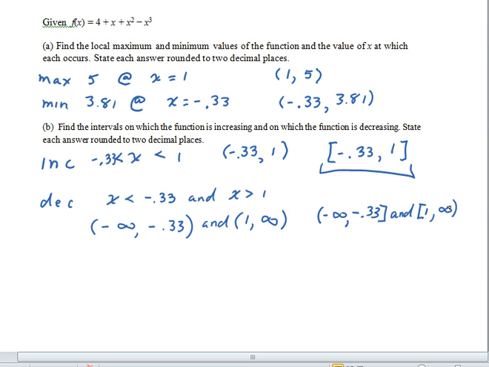So let me tell you why some authors do not use the square brackets. Notice if you look here, the number 1 and the number negative 0.33 are included in both. So we seem to have a contradiction where we have numbers in intervals that are both increasing and decreasing. You won't have any problems. Both of these options will be marked correct.